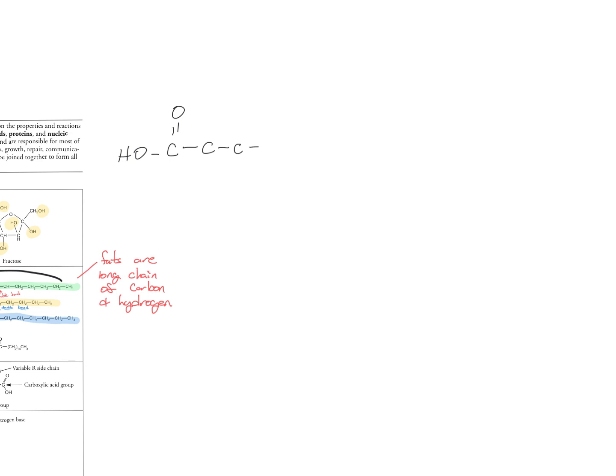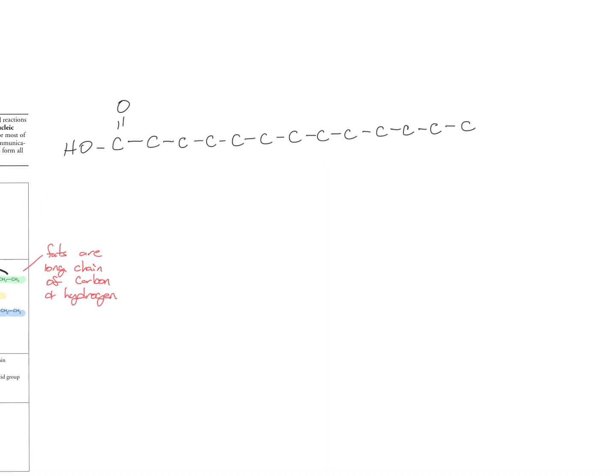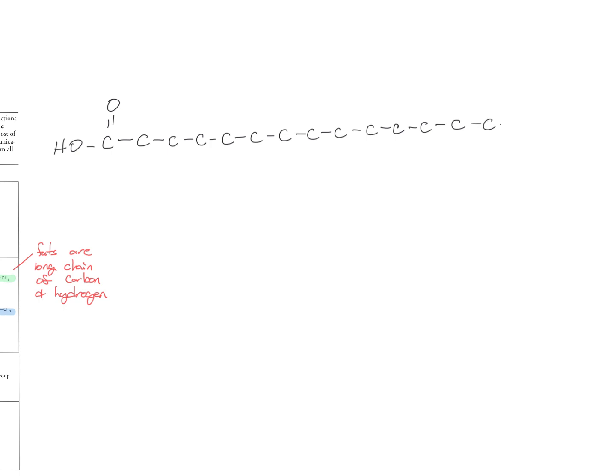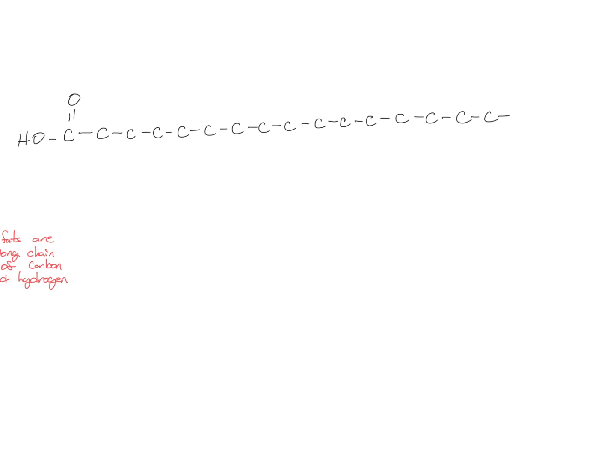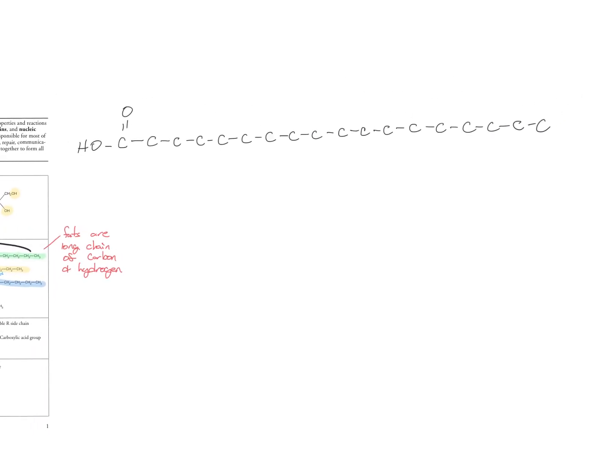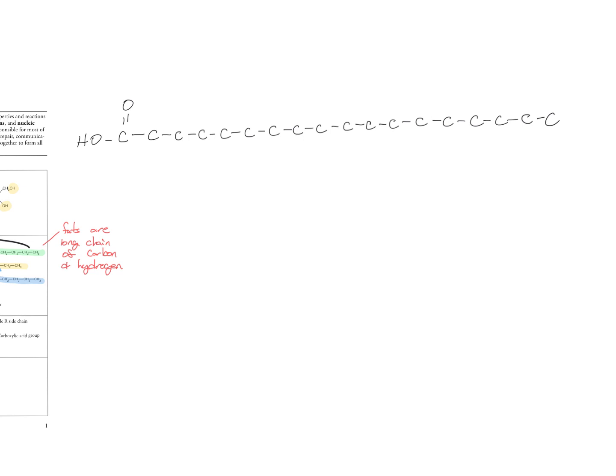2, 3, 4, 5, 6, 7, 8, 9, 10, 11, 12, 13, 14, 15, 16, 17, and 18. There's 18 carbons. That's the chain written out.